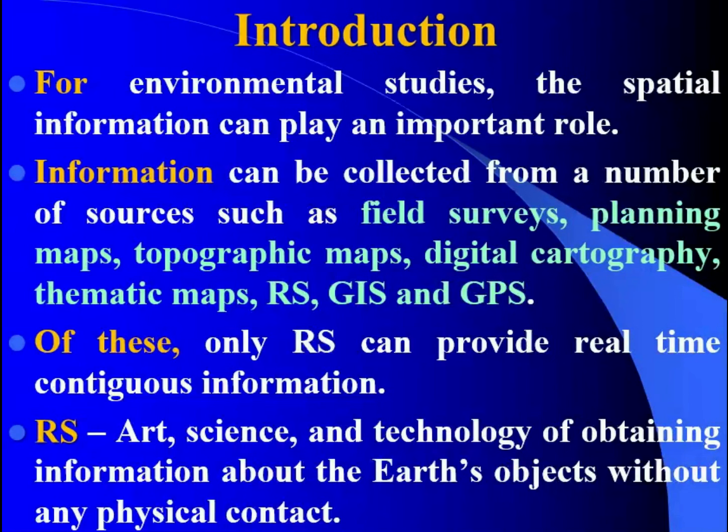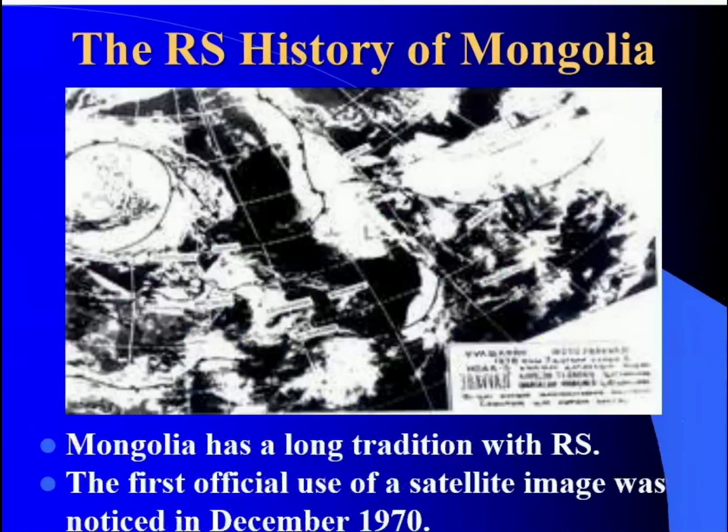In general, remote sensing can be defined as the art, science, and technology of obtaining information about the Earth's objects without any physical contact. Mongolia has a long history with remote sensing applications, and the first official use of remote sensing application was registered in December of 1970. Here you can see the cloud image acquired from an American satellite in December of 1970 by meteorological specialists of Mongolia.